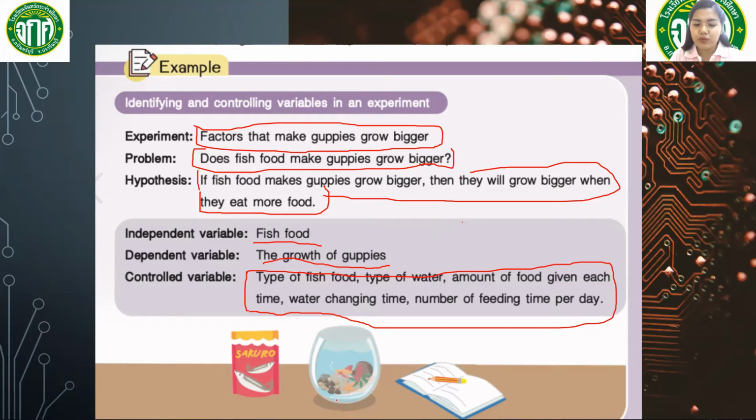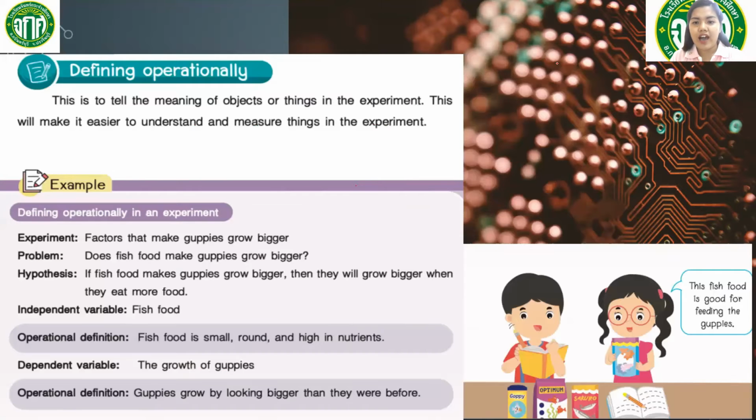All right, so let's move on to the next. Next, we have defining operationally. Okay, so what is defining operationally? This is to tell the meaning of objects or things in the experiment. This will make it easier to understand and measure things in the experiment. So again, defining operationally is to tell the meaning of objects or things in the experiment.